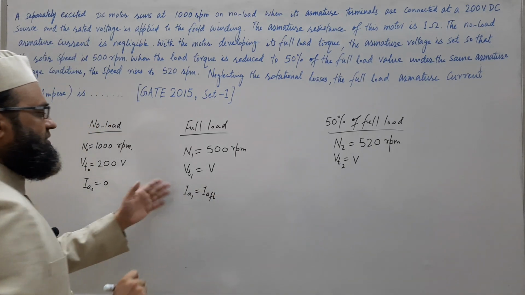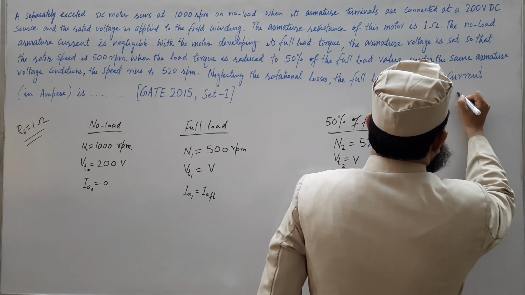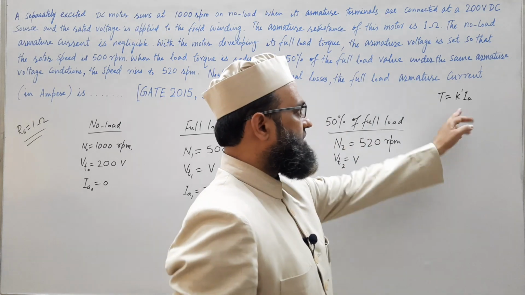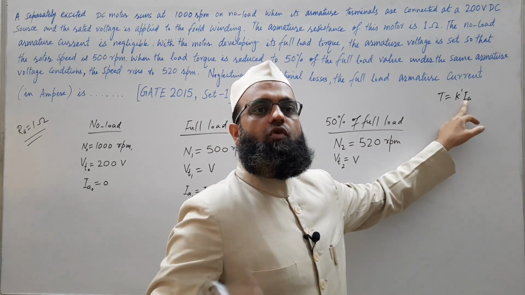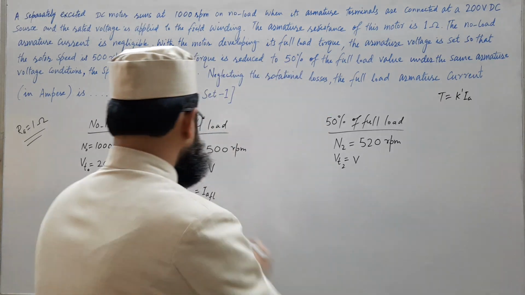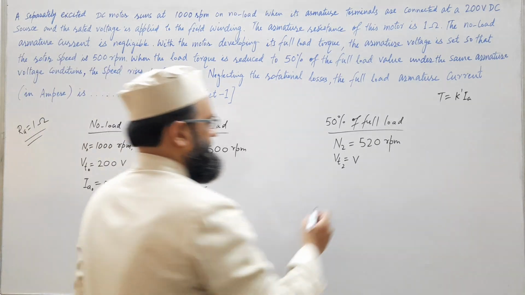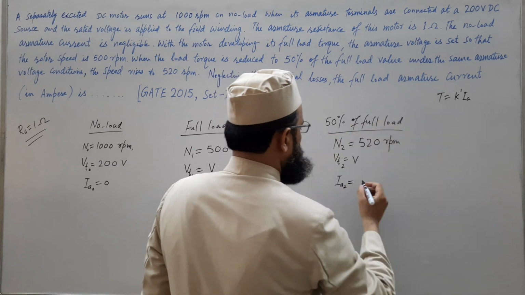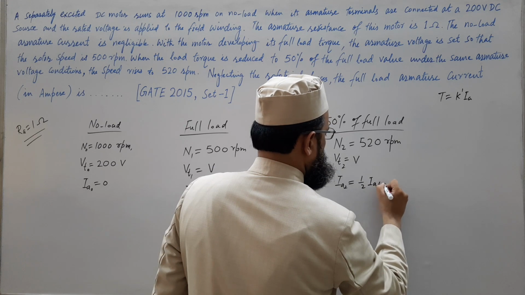So we know what is the relation between armature current and torque. Torque is nothing but K dash IA, we know it very well. So when torque is full load torque, IA is full load armature current. When torque is half, this will be half. So here, if IA1 is assumed to be IAFL, full load, then IA2, the armature current at this condition, will be half of IAFL.